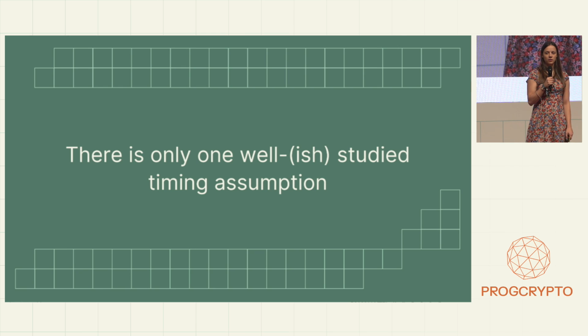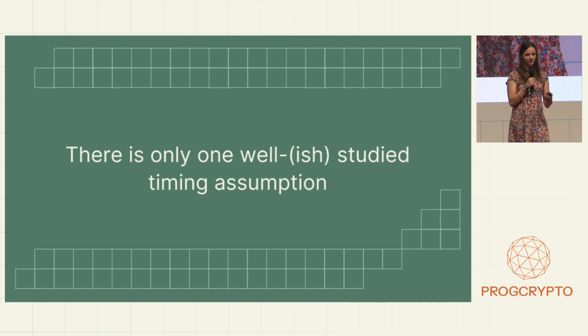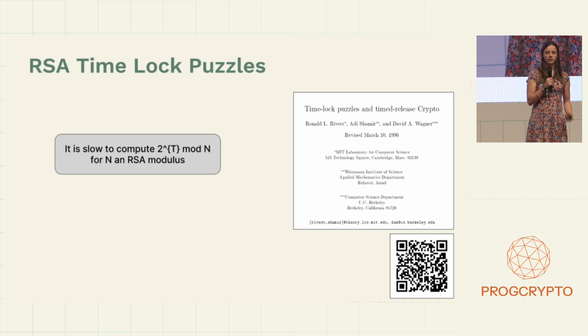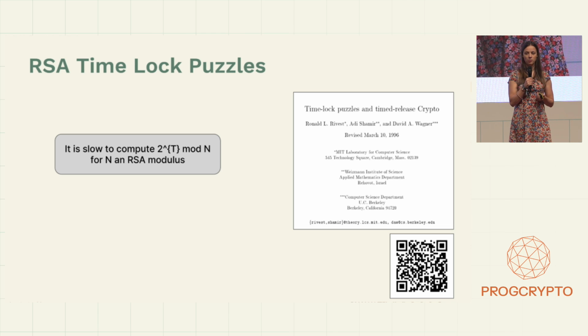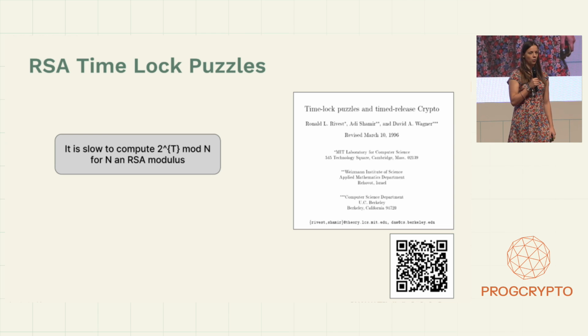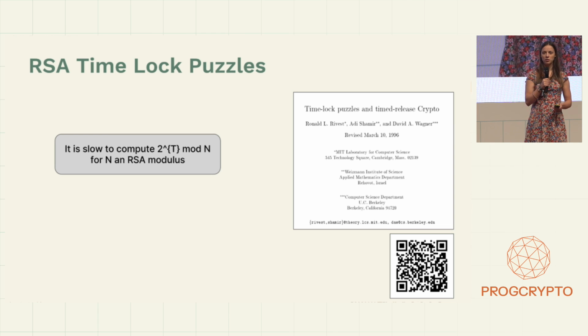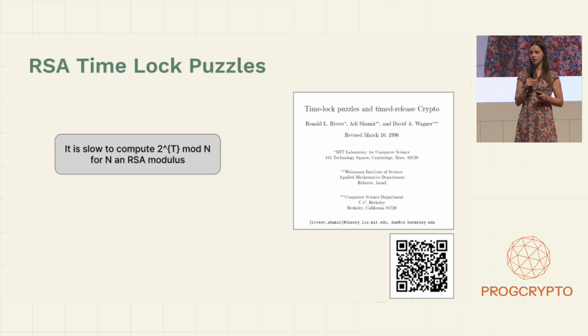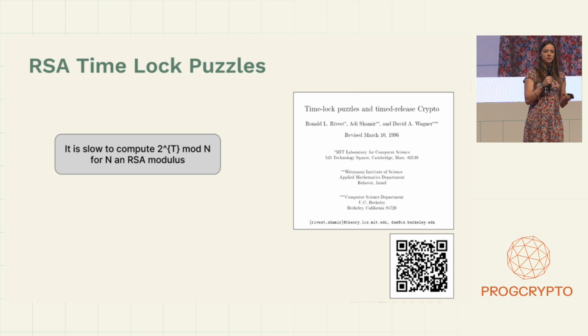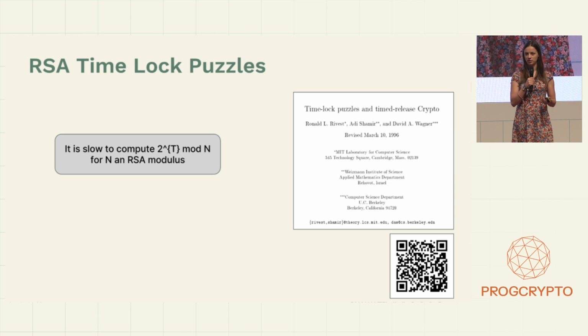I would say that there is only one well-ish studied timing assumption, and that is RSA time lock puzzles. This says that it is slow to compute 2 to the power of t modulo n, for n some RSA modulus. One thing I will say here is that we're using an RSA modulus, but that does not mean that security is implied by RSA. If you can break RSA, or at least if you can break factoring, you would be able to break these time lock puzzles, but the same is not true the other way around. If you can break these time lock puzzles, it does not necessarily imply that you can break factoring.